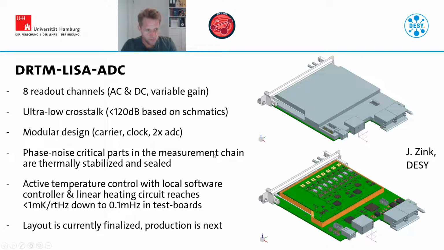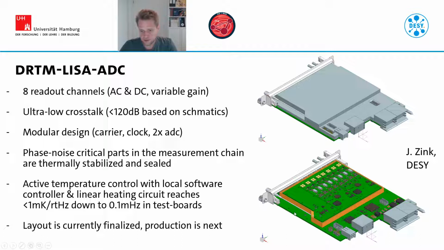So the most important module is the one we've put most of our time into yet. This is a DRTM-LISA-ADC, and this one will basically provide an 8-channel readout of photodiode signals. This could be 8 single-element photodiodes or 2 quadrant photodiodes, and this will do so with all functionalities that we will need. These modules can do AC readout, of course, but also DC readout, and they will also have variable gains to change the gains of the AC signals. The front end that we've designed here has ultra-low crosstalk, less than 120 decibel of crosstalk between different channels, which we hope we can also achieve in the hardware, but this is just based on the schematics.